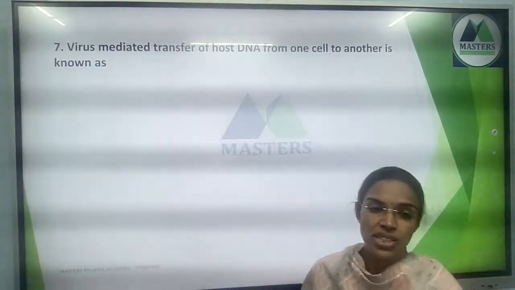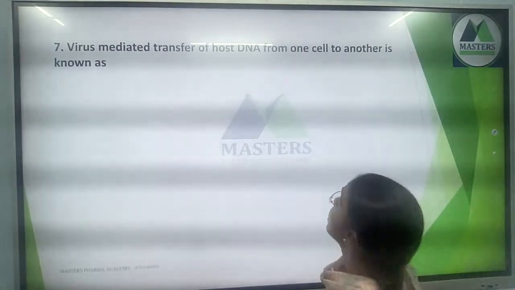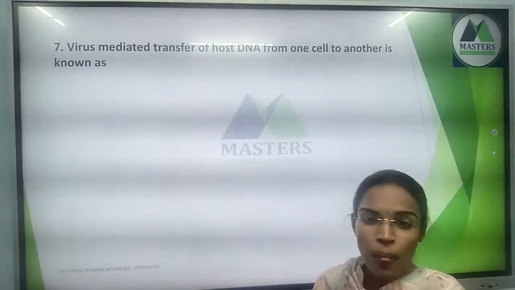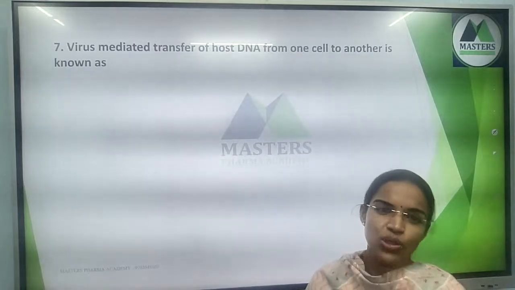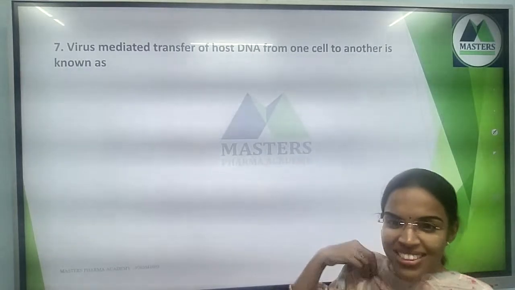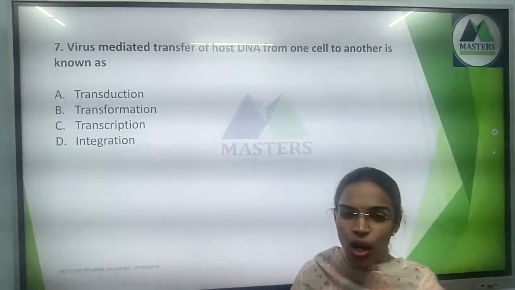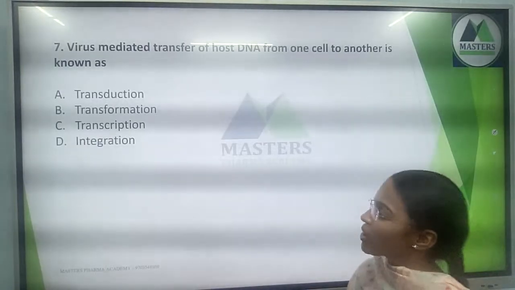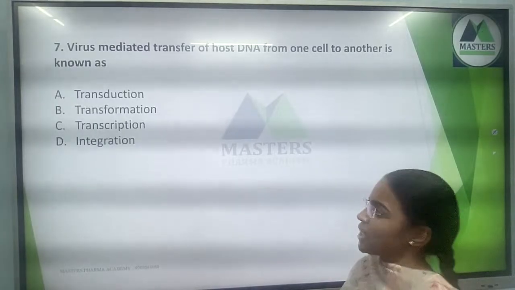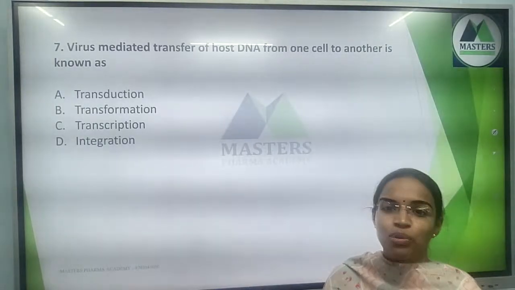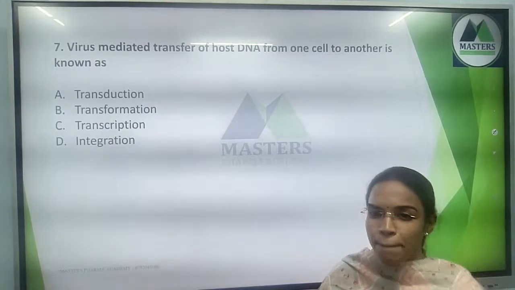Okay. So next question. Virus-mediated transfer of host DNA from one cell to another is known as. And the options are option A, transduction, option B, transformation, option C, transcription, and option D, integration. What's the right answer?